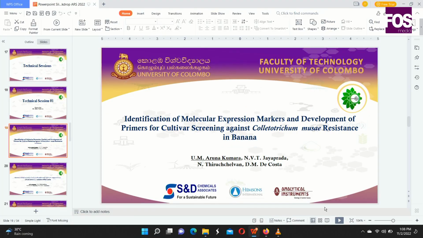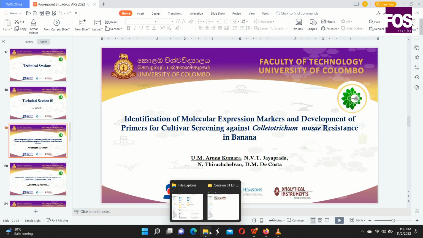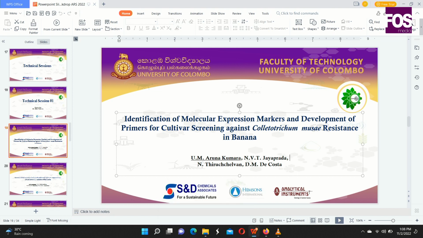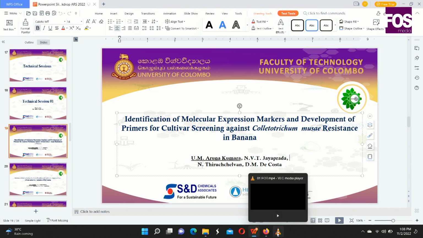The first presentation is on identification of molecular expression markers and development of primers for cultivar screening against Colletotrichum musae resistance in banana. The authors are Arunakumara, NVT Jayaprada, N. Thirchelvan, and DMD Costa. The presenting author is Arunakumara.